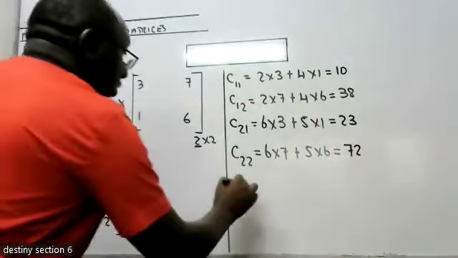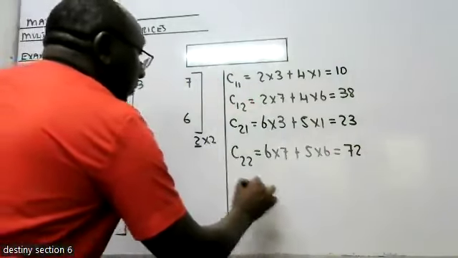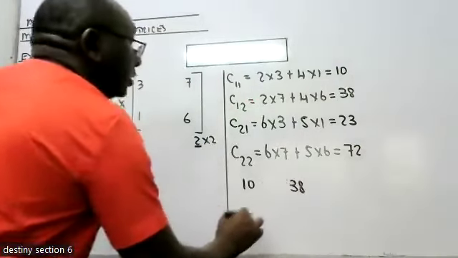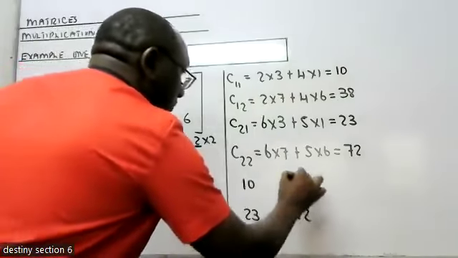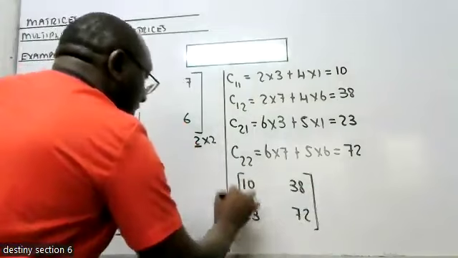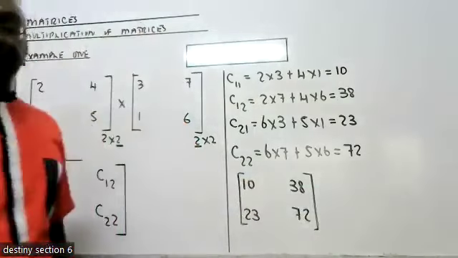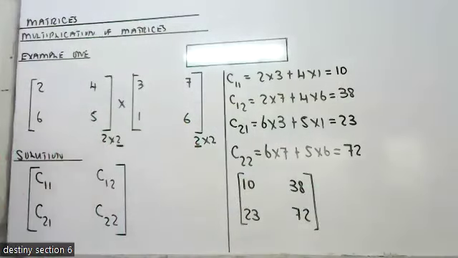And therefore, your matrix will be 10, 38, 23, and 72. That is the matrix that is your answer.